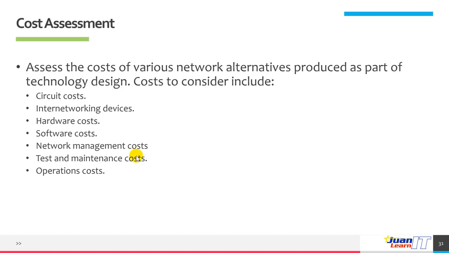Okay, so you also have test and maintenance costs. Okay, so cost for special monitoring equipment and software plus the cost of on-site spare parts. And the last one is operational costs. Okay, so the cost to operate the network, okay, the request for proposal, so that is under the operational costs. So including the salary of the personnel maintaining and operating your network. That's under operations costs also. All right?